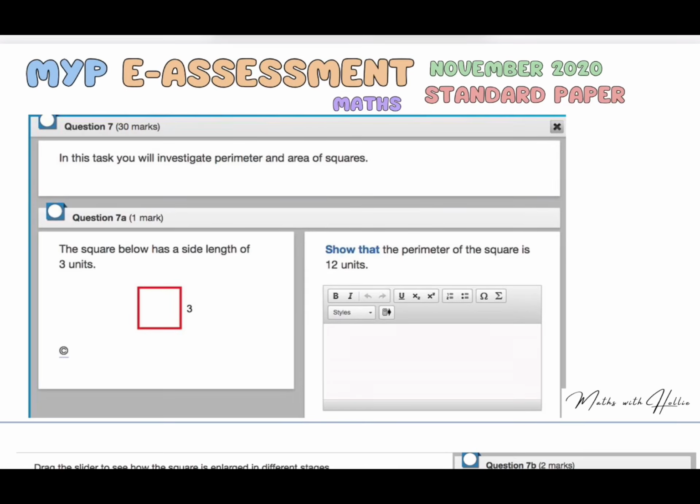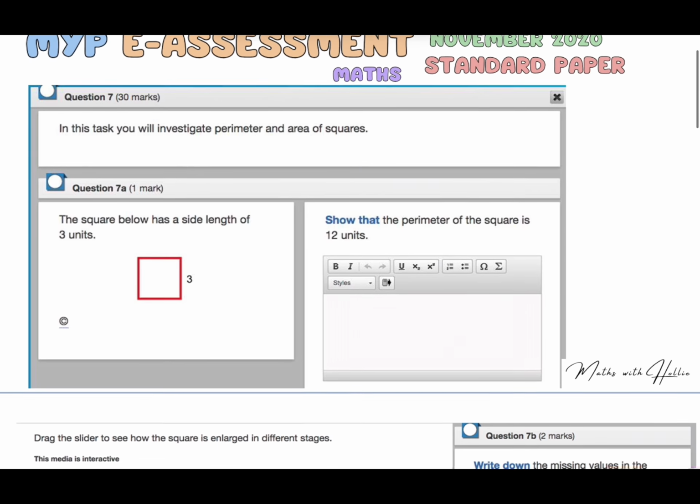In this video, we're going to look at an MYP e-assessment question. This was from November 2020 from the math exam, and this is the standard paper. So even though it's from the standard, it applies for both standard and extended. It's the same type of question: the investigation question at the end.